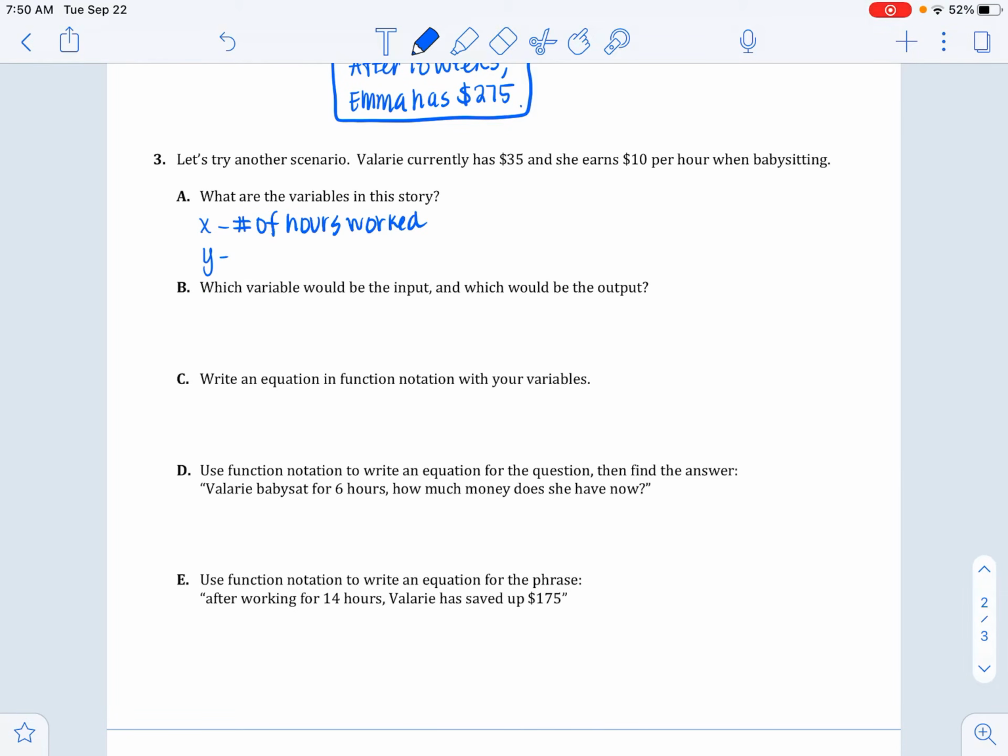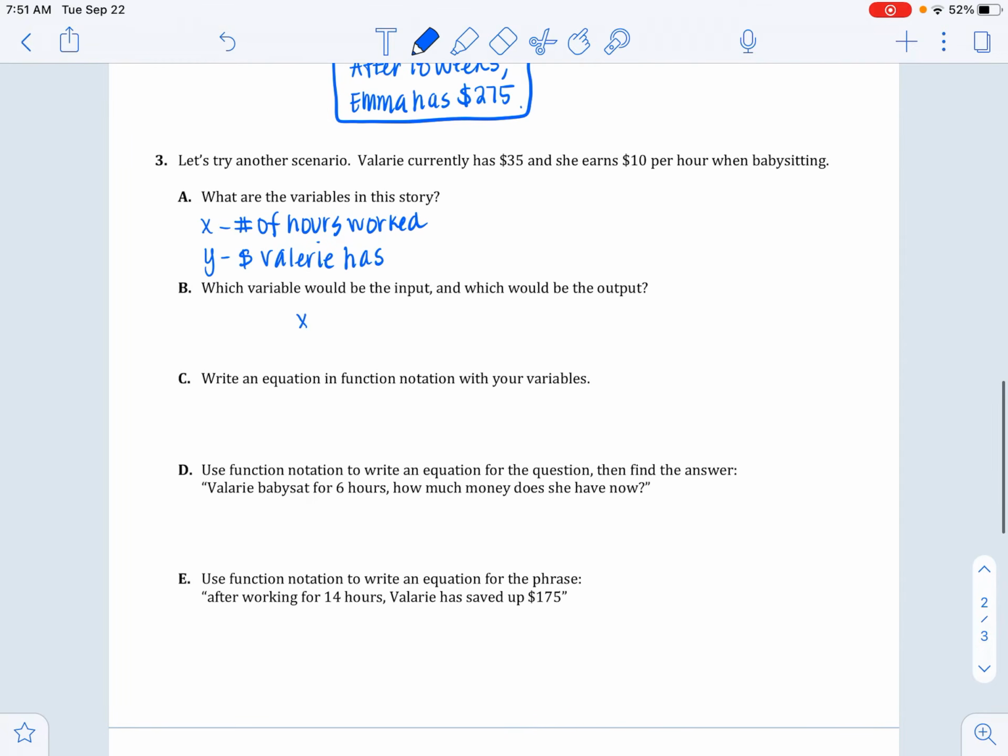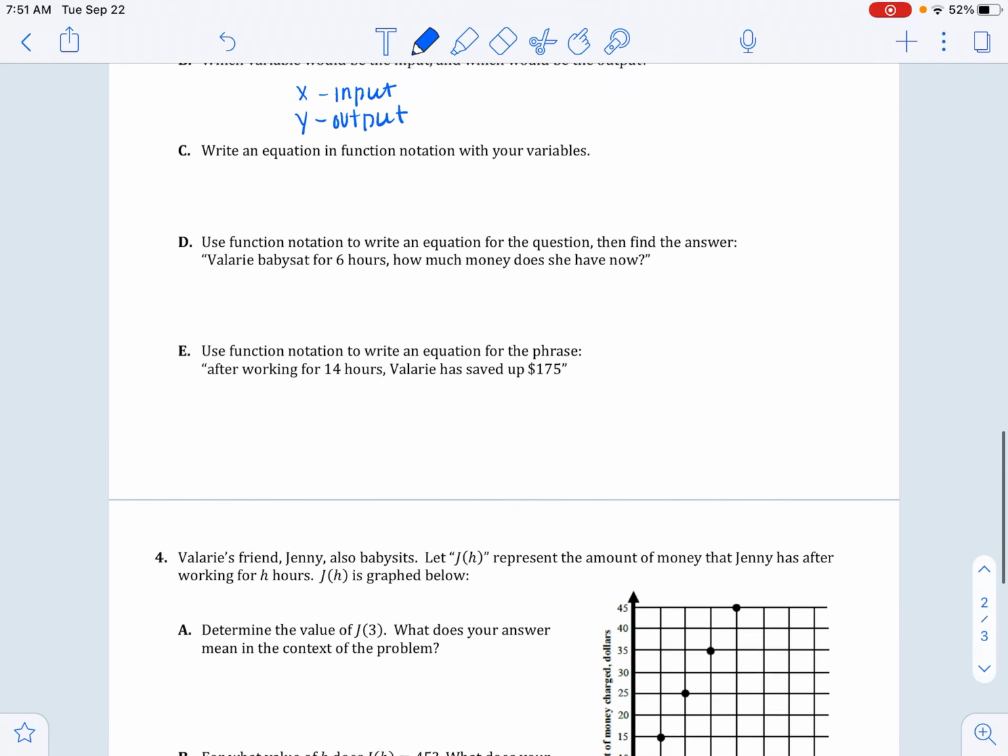Y is going to be the money made. Or I shouldn't say money made because she's making $10 per hour and she already has $35. So let's reword that. Let's say money Valerie has. That's terrible English, but it's better than money made. Okay, which variable would be the input and which variable would be the output? X is our input. Y is our output, right? And I don't have to write number of hours money Valerie has because it's right above that.